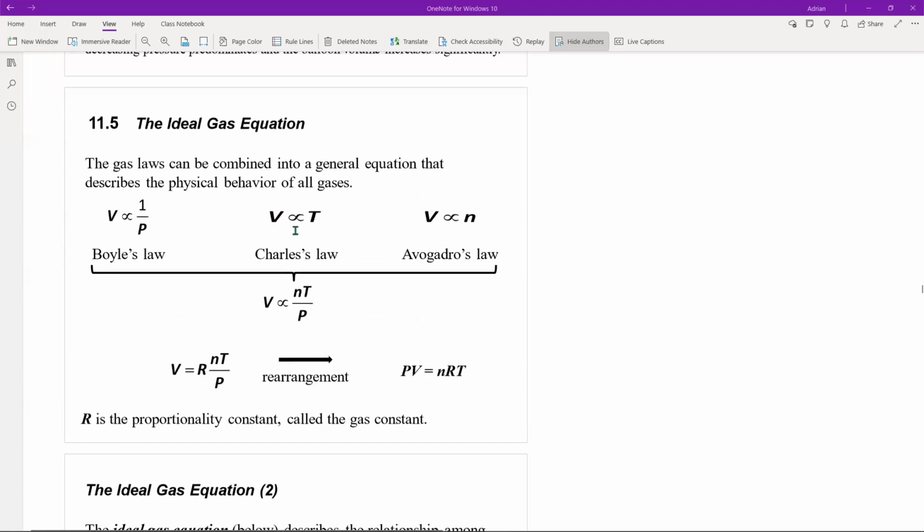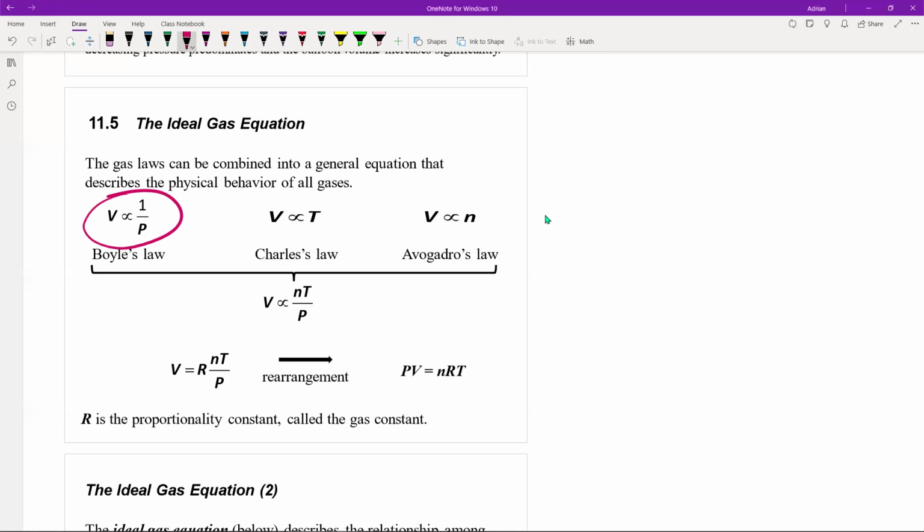And the ideal gas equation is actually a combination of all of the other gas laws that is going to describe the physical behavior of all gases. So we can essentially combine all of those relationships from Boyle's law, which is the inverse relationship between volume and pressure, Charles' law, the direct relationship between volume and temperature, and Avogadro's law, the direct relationship between volume and amount. You can combine them into a combined proportionality. So we can say volume is proportional to the product of the amount times the temperature divided by the pressure.